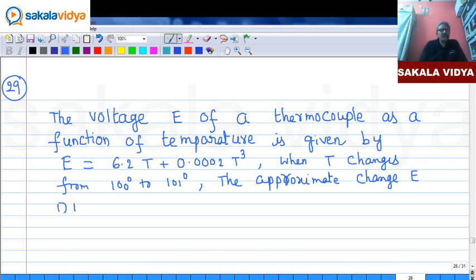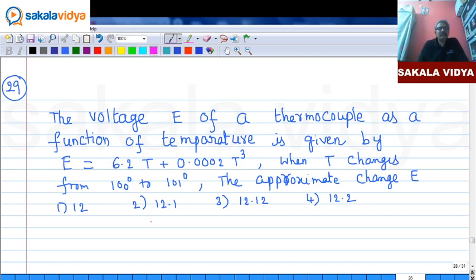First option is 12, second option is 12.1, third option is 12.12, fourth option is 12.2. So, this one you do one thing, differentiate both sides, that means find the differential.